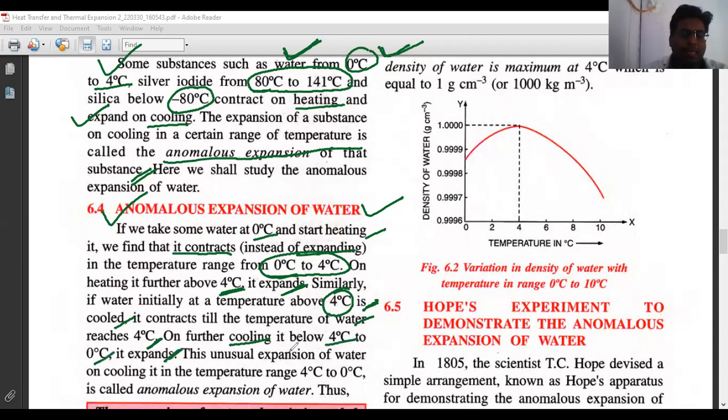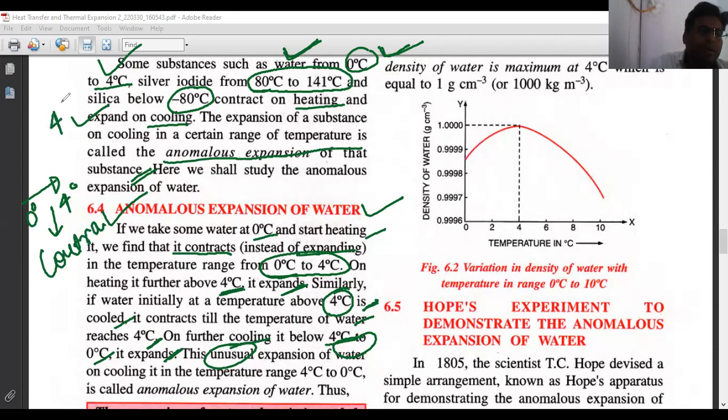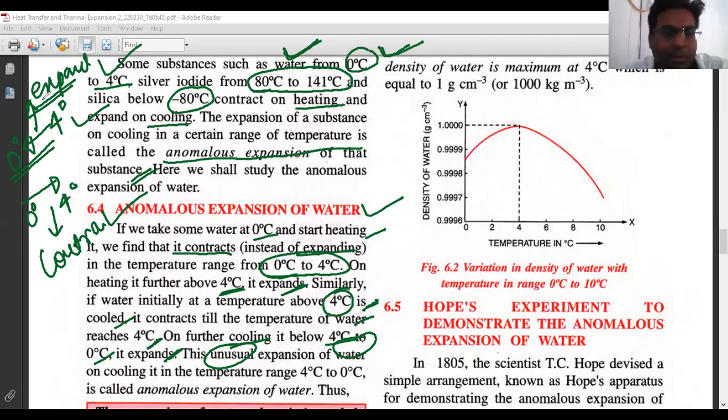So this is the unusual expansion of water. It shows a different behavior compared to normal thermal expansion. When we increase the temperature, it should expand, but it contracts instead. And when we decrease the temperature from 4 degrees Celsius to 0 degrees Celsius, it should contract, but it expands. So it behaves differently from other substances. That is called anomalous expansion of water. So read it once.